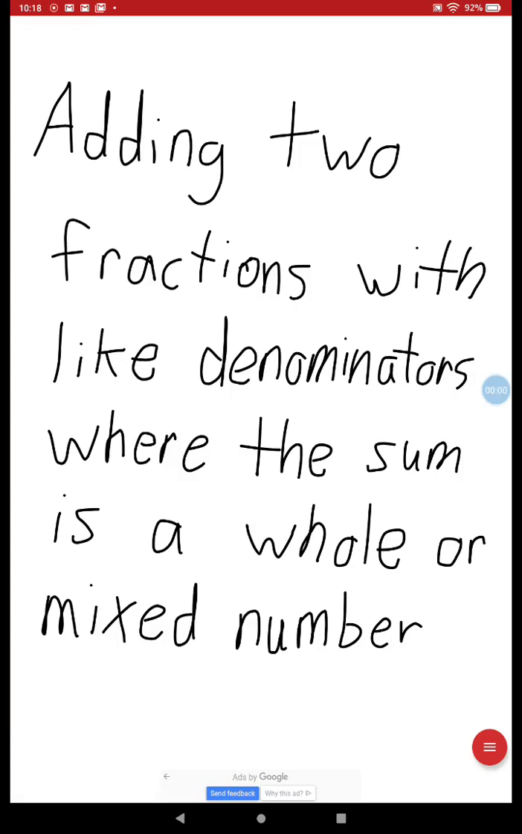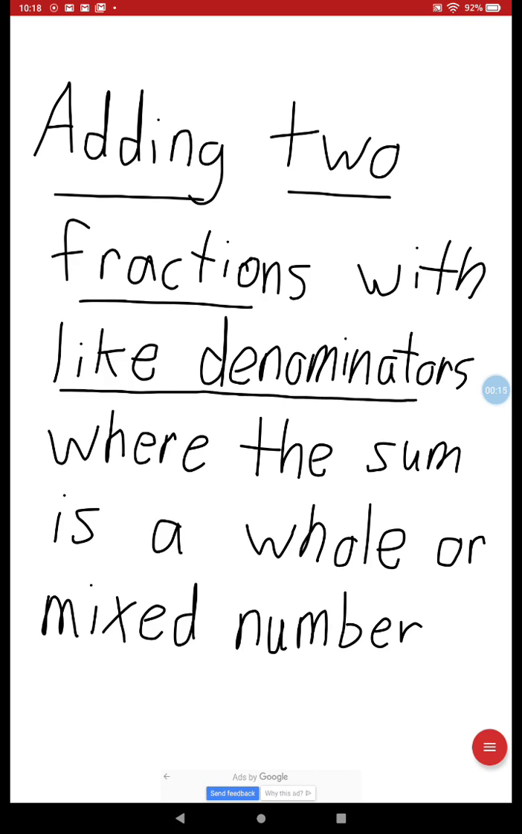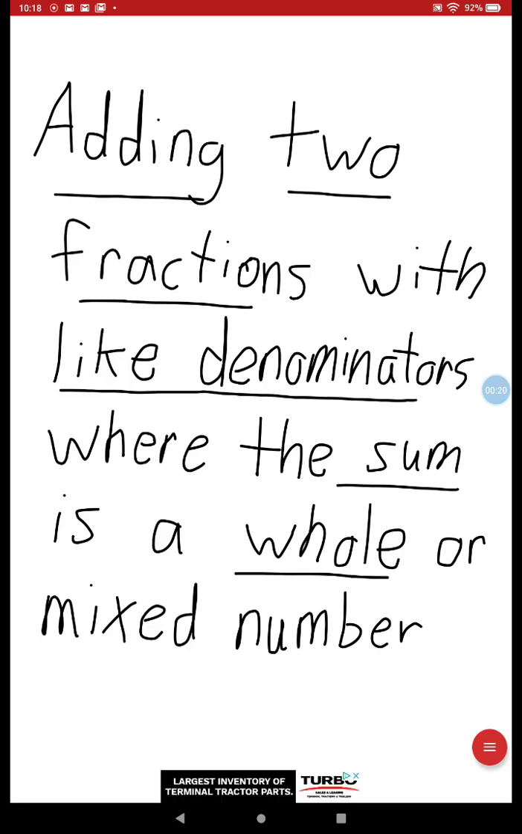Hello and welcome to the second math lesson of week 9. Today we're going to be looking at a similar idea as yesterday, where we're still going to be adding two fractions just like yesterday and adding ones that have like denominators just like yesterday. But now the sum is going to be a whole or a mixed number, and that's the difference.